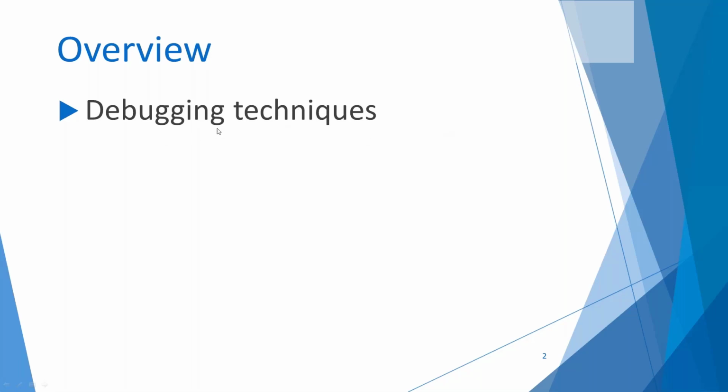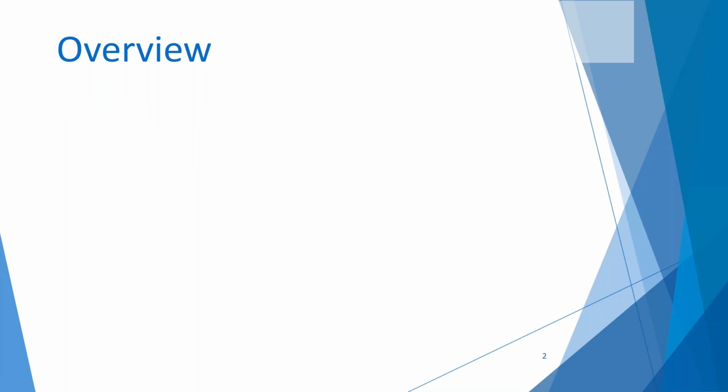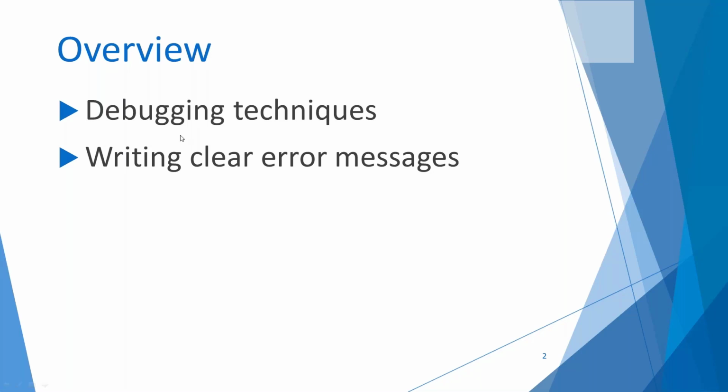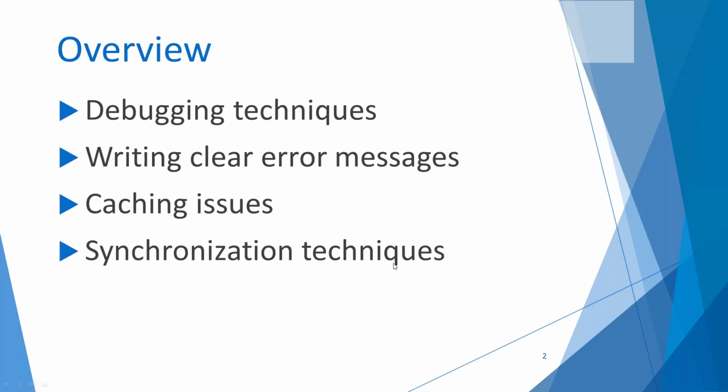In this presentation, I'm going to talk about debugging techniques, because if you've got a flaky test, chances are you're going to have to debug it and try to figure out why it's flaky. I'll talk about how you can write clear error messages. That's really important because it helps you debug if you've always presented a clear error message. I'm going to talk about caching, which is something that maybe some of you don't know a whole lot about. I'm also going to talk about synchronization techniques, because I think 9 times out of 10 when we have a flaky test, it probably has something to do with synchronization.